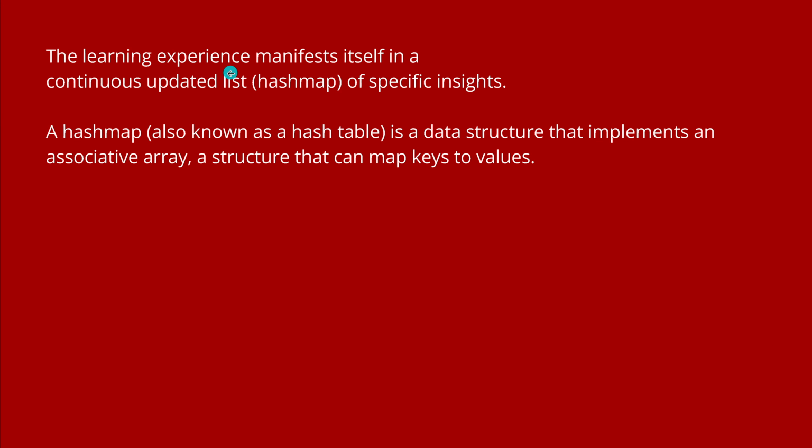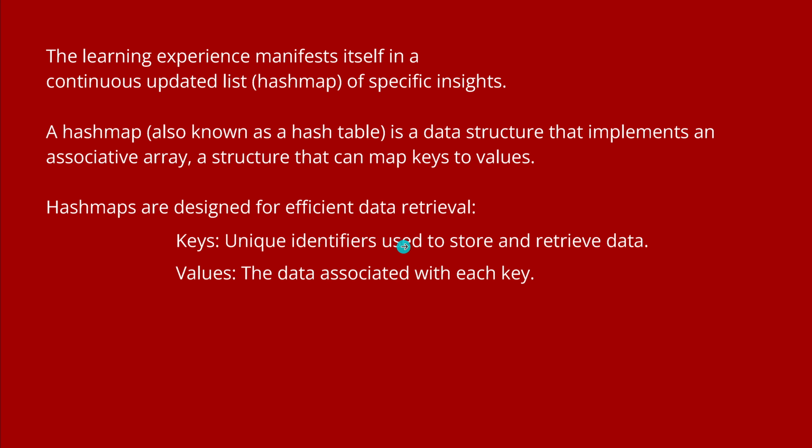So the learning experience itself manifests itself in a continuously updated list of specific insights. It's a hashmap. And for my green grasshoppers, a hashmap, also known as a hash table in the simplest case, is simply a data structure that implements an associative array, a structure that can map keys to values. You know this from a dictionary, no? So hashmaps have keys and values. Keys are unique identifiers used to store and retrieve data, and the values, you get it, are the data associated with each key.